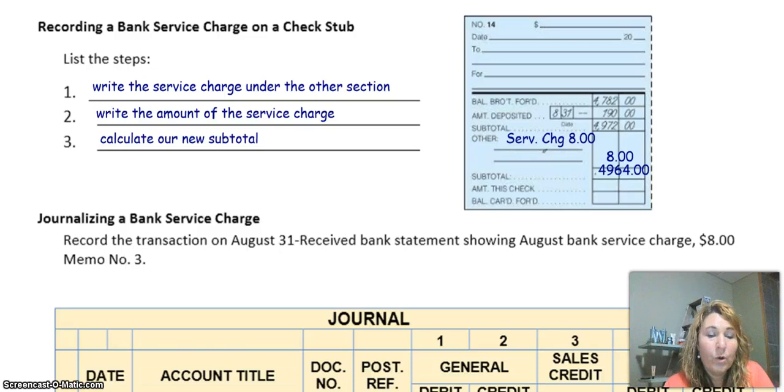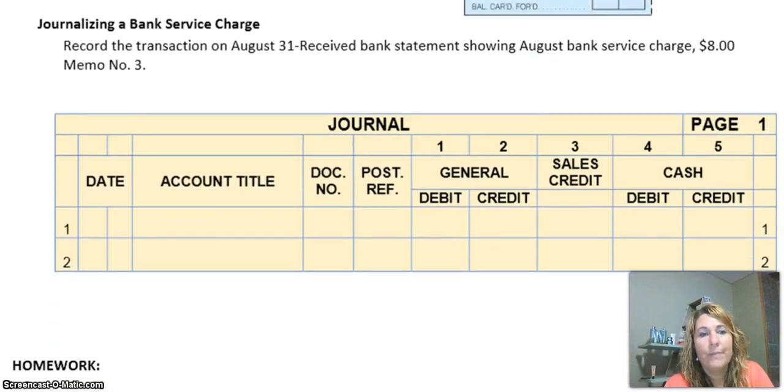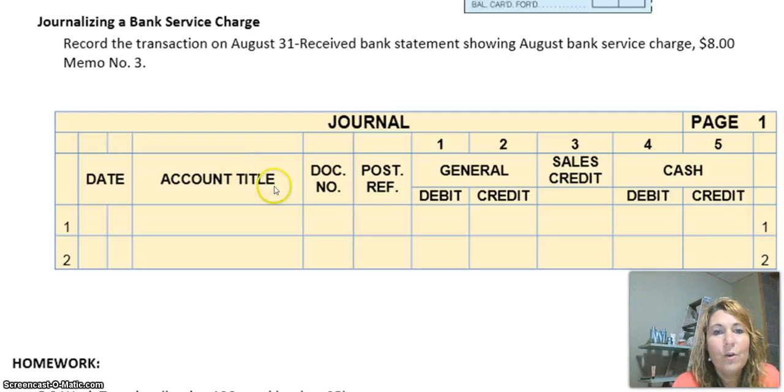So now that we recorded it in our checkbook, we still have one more thing to do with it. We need to record it in our journal because if you remember, everything in accounting has to be journalized because this cash, debit, and credit has to equal what our bank records show. And if we don't put the $8 here, it's never going to match this balance.